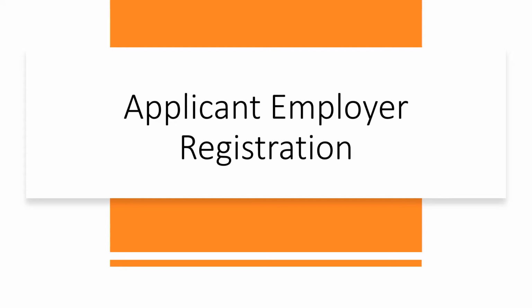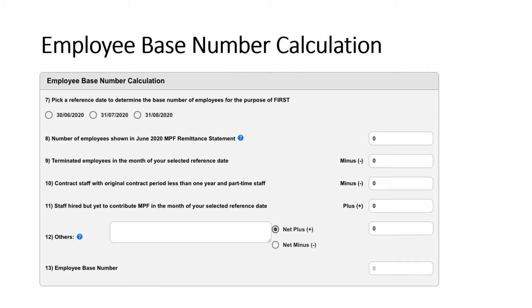Part 1. Applicant employer registration. Something to be aware of during this section of the application is the employee base number calculation. 8. Number of employees shown in June 2020 MPF remittance statement. Here, it is asking how many employees you have contributed MPF for in your reference month. 9. Terminated employees in the month of your selected reference date. Here, it is asking how many employees you have terminated in the month you have selected in section 7.